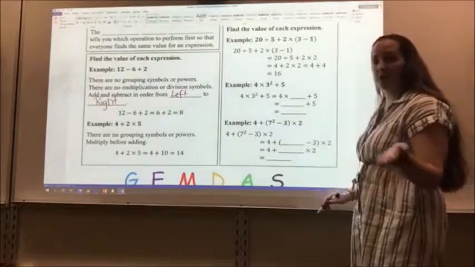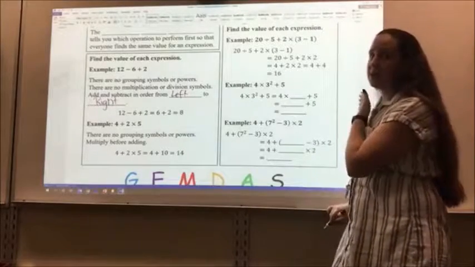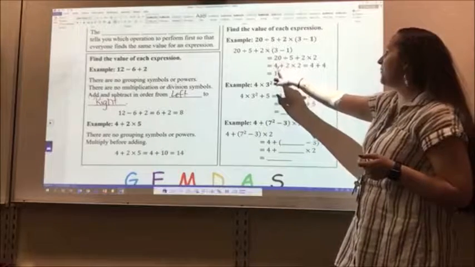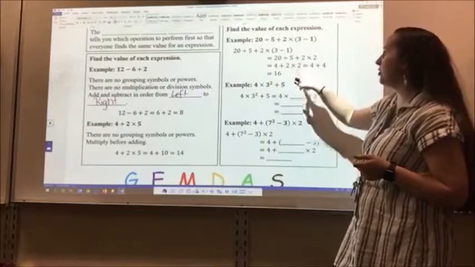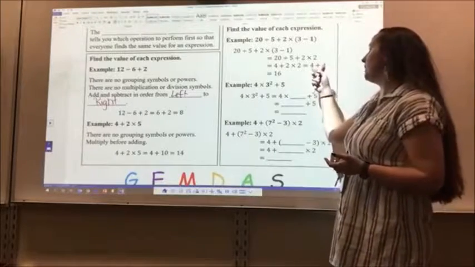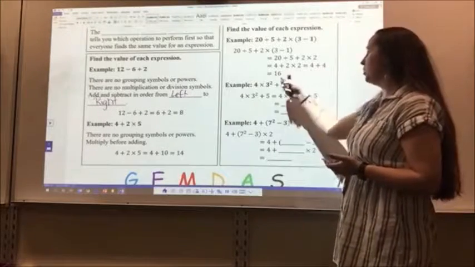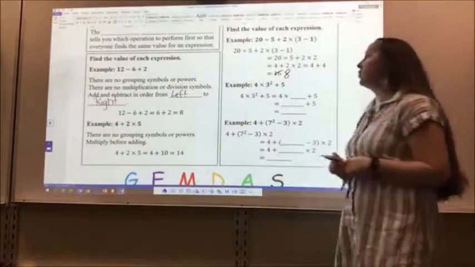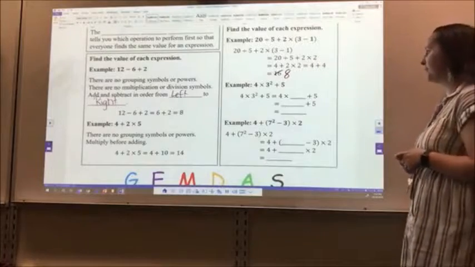Then I do my division because I'm going from left to right, and I come across division first. 20 divided by 5 is 4, plus 2 times 2. Then I do my multiplication. 2 times 2 is 4, so I have 4 plus 4, which gives me 8. 4 plus 4, not 4 times 4.